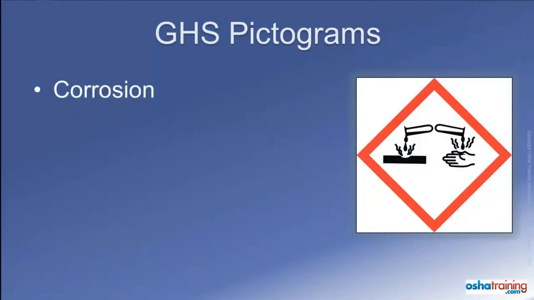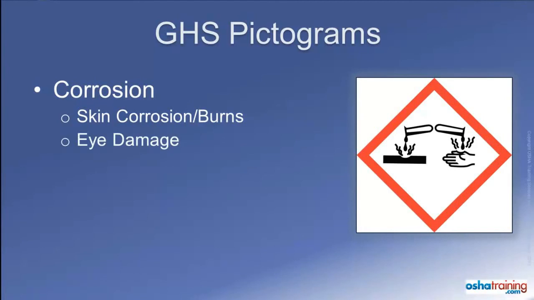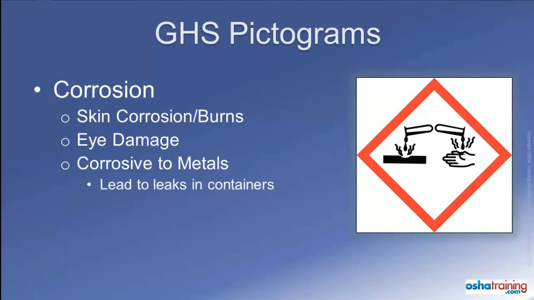The corrosion pictogram will appear on labels affixed to containers of corrosive chemicals and products. Obviously, getting something corrosive onto your skin could cause a chemical burn, and the same could be said if you get any into your eye. But these products can also be corrosive to metals, which means they could corrode containers and other articles made from metal, causing them to break or leak.